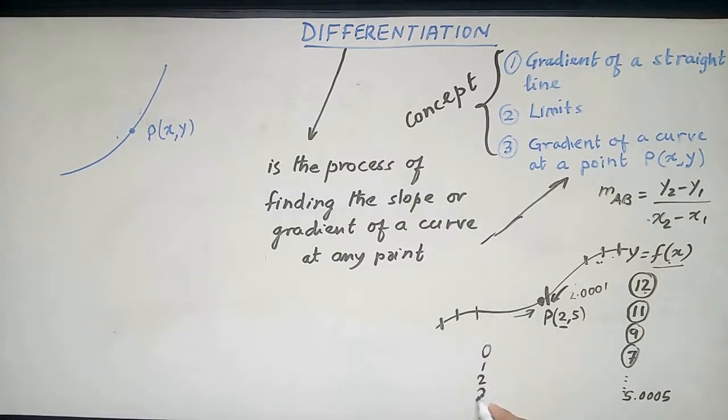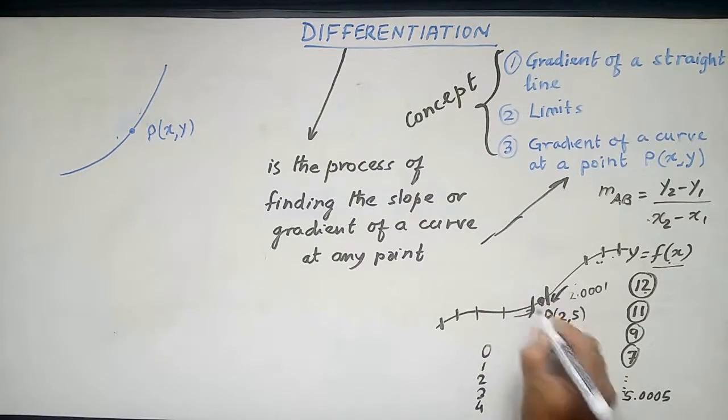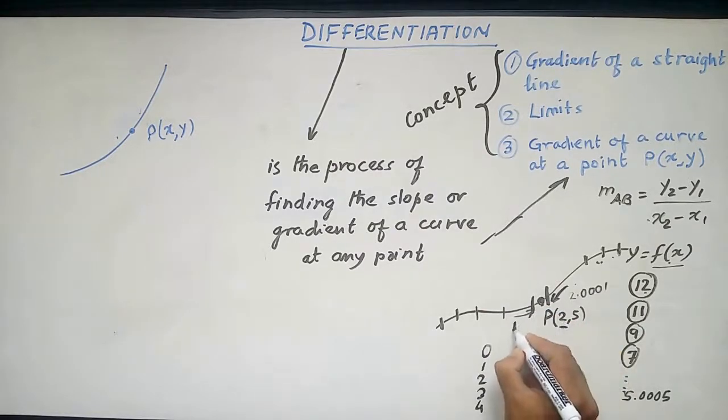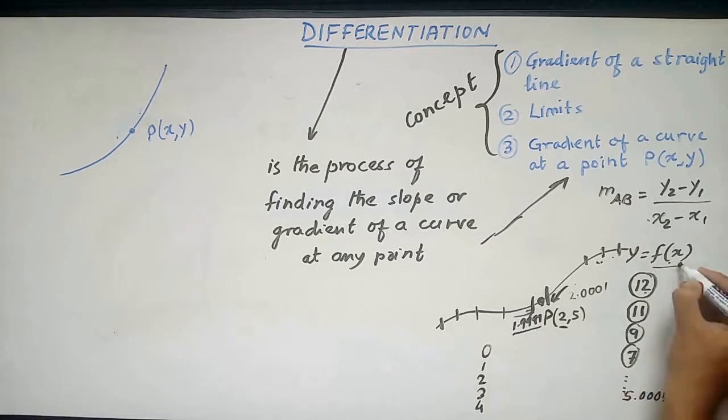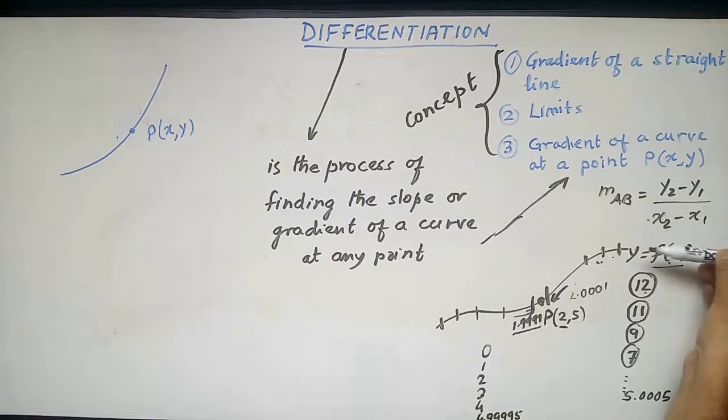We get the value of the function as, let's say, 1. Still closer we get 3. Still closer we get 4. Until we get to a point which is very, very close to the point 2. Let's say 1.9999. If you plug in the value of 1.9999 into the function, we will get a value, let's say 4.99995.